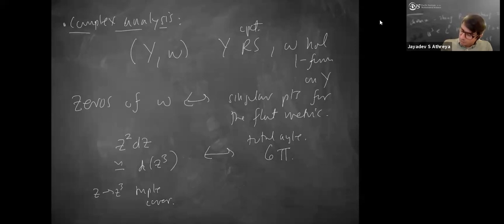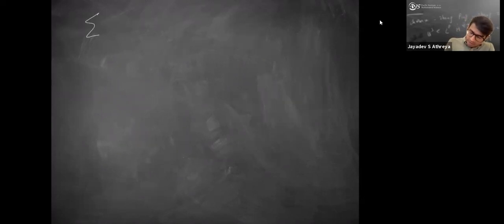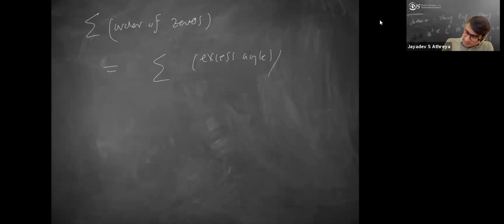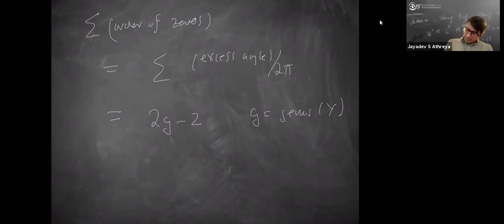And now your favorite theorem on Riemann surfaces tells you the following. The sum of the orders of the zeros, which is also equal to the sum of excess angle divided by 2 pi. So the excess angle divided by 2 pi is the order of the zero, and the sum is equal to 2g minus 2, where g is the genus of Y. So this is the classical result, and we're really going to think about holomorphic one forms. So again, if you don't like the language of one forms, just think about drawing graph paper on your Riemann surface. If you like the language of one forms, that's fine. A one form is something you can integrate over a curve to give you a number, right? That's what you should think about it as.